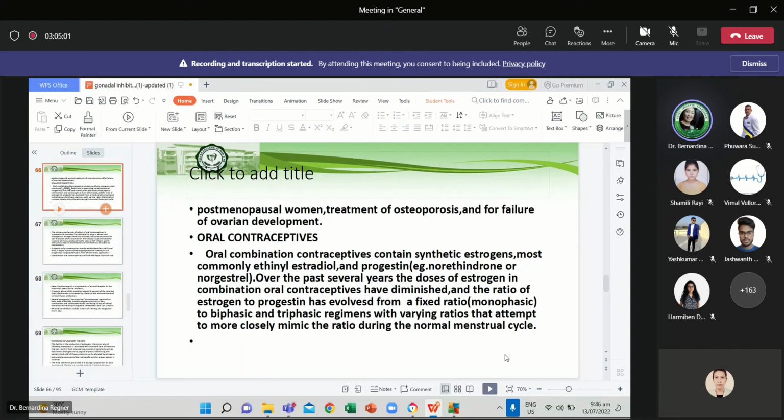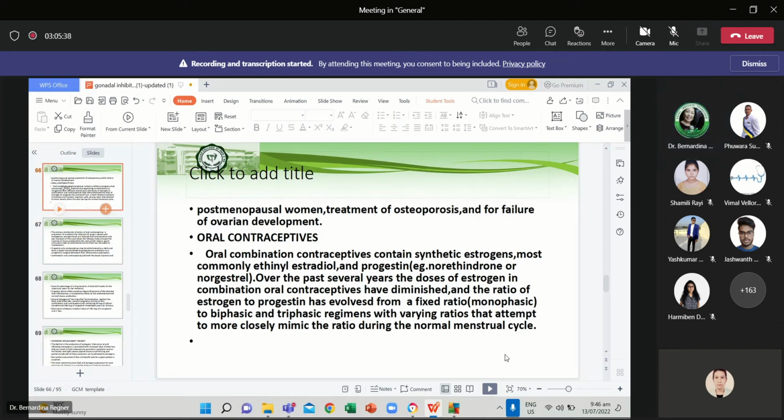What is the rationale for this? They are having a not fixed combination. It's already a varying amount of progesterone in order to closely mimic the ratio during the normal menstrual cycle, because the amount of progesterone and estrogen in a woman will be variable. So that's why they are more or less going into biphasic and triphasic regimen. Again, what's the rationale here? Not a fixed combination anymore.